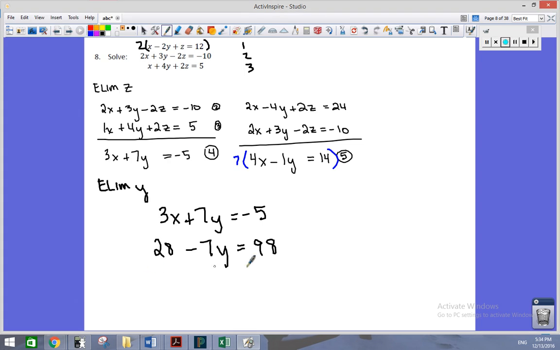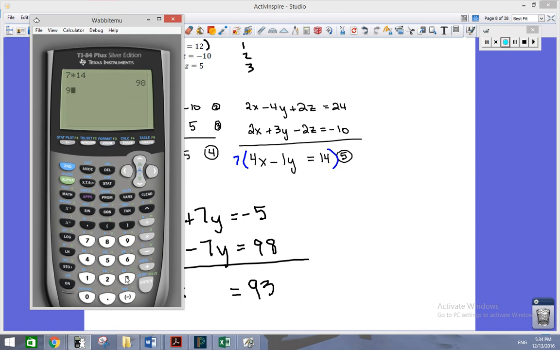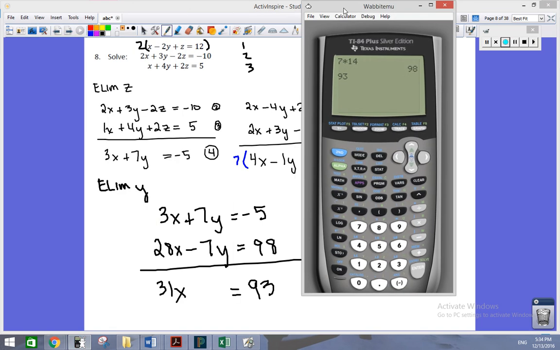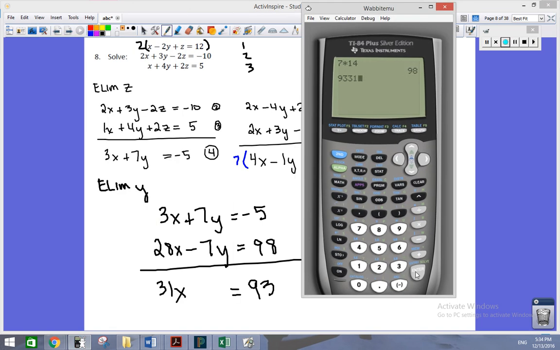So let's add these two equations together. Oh, I forgot my x here. 7 times, I forgot the x. 3x's and 28x is 31x. The y's cancel. 98 minus 5 is 93. Is that divisible? Let's take 93 and divide it by 31 and see what we get.